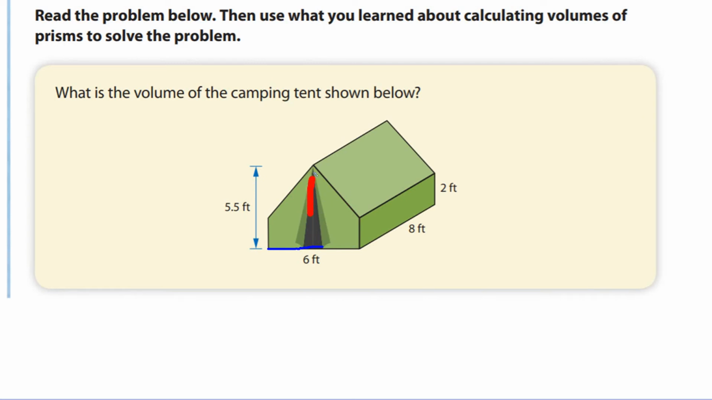Let me just do this. That's the height, right? So they're telling us that the height of the whole tent from the base to its peak, top right here, is 5.5 feet. But we also know that this height right here, let me use a different color so you guys can see that, blue. This height right here is 2 feet. So you take away this 2 feet, and what do you have left? 3.5, right? 5.5 minus 2 is 3.5. Okay?